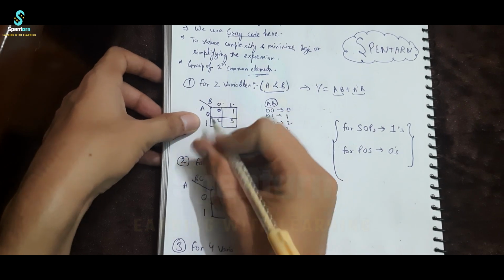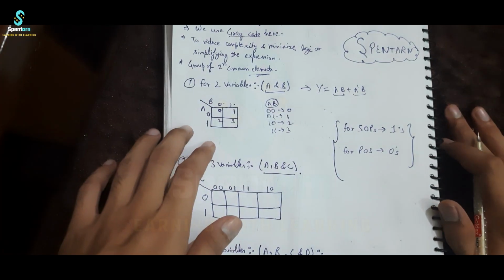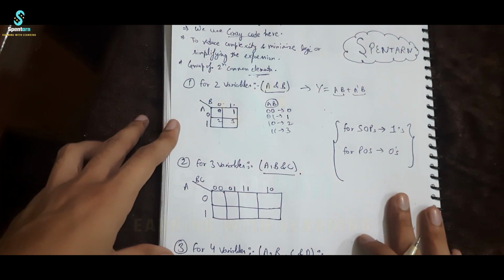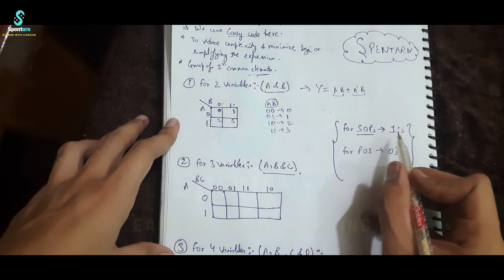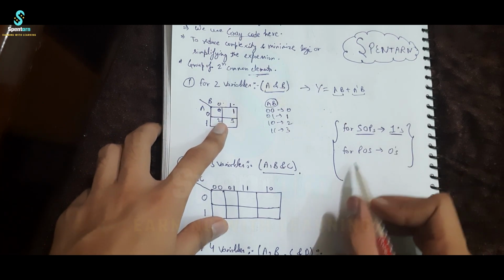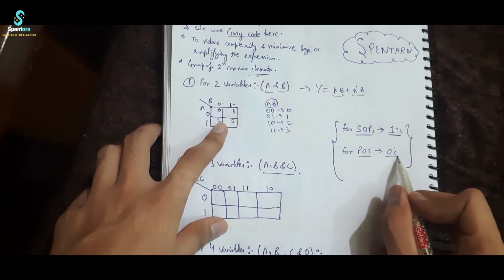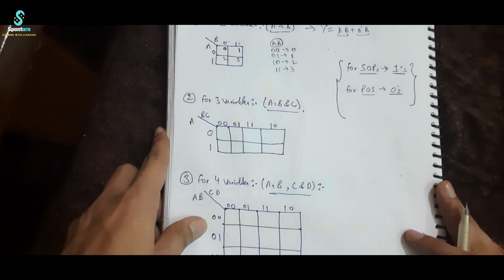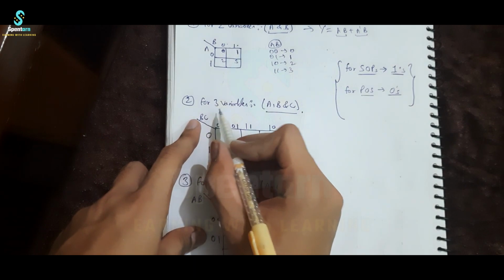So I will write down 3 here. Just remember this thing, because I will be using it in numericals. And one more thing I want to let you know, that for SOPs we will be using 1 to write the expressions. For POS we will be using zeros. I will let you know with the examples shortly.